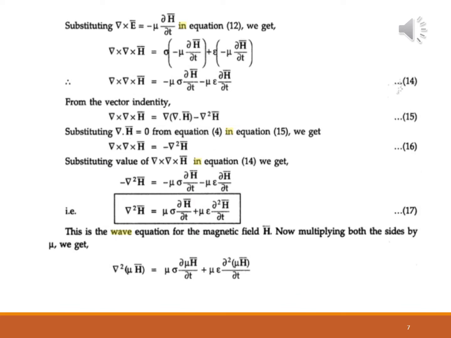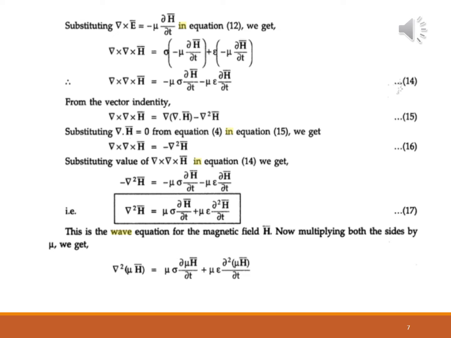As I mentioned, we are substituting for del cross E in equation 12. And then what do we get? We get equation 14. It's just a normal substitution. There should not be any confusion in that.